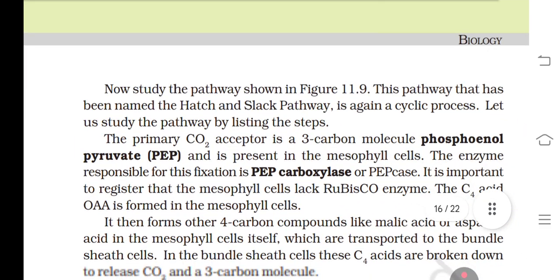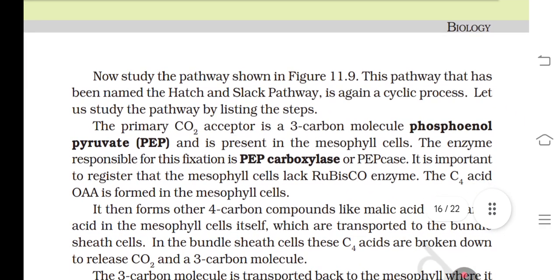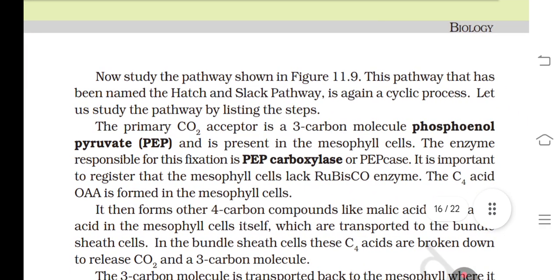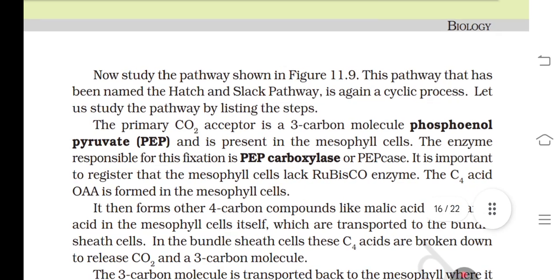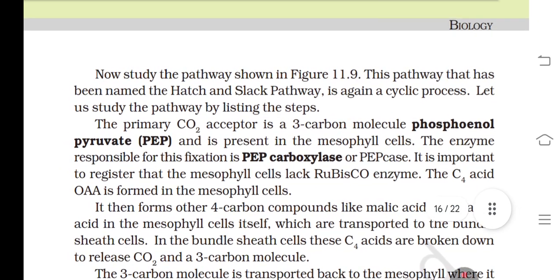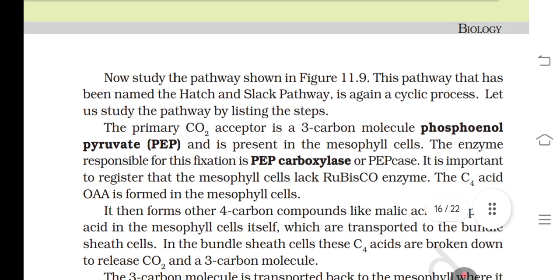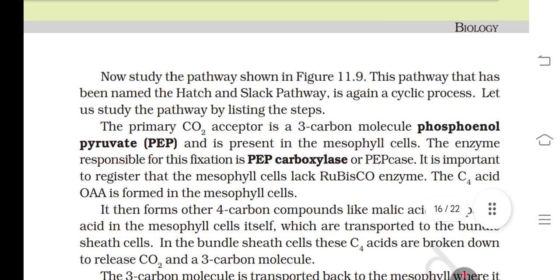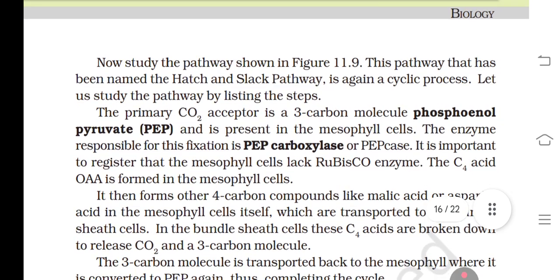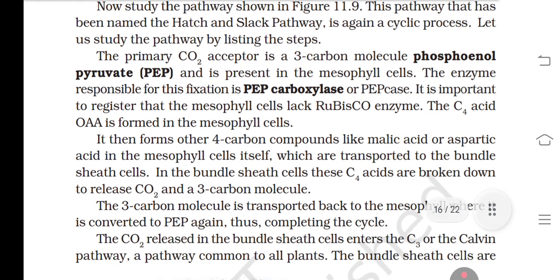Now study the pathway shown in the figure. The pathway that has been named the Hatch and Slack pathway is again a cyclic process. Let us study the pathway by listing the steps. The primary carbon dioxide acceptor is a 3 carbon molecule, phosphoenol pyruvate, and it is present in the mesophyll cell.